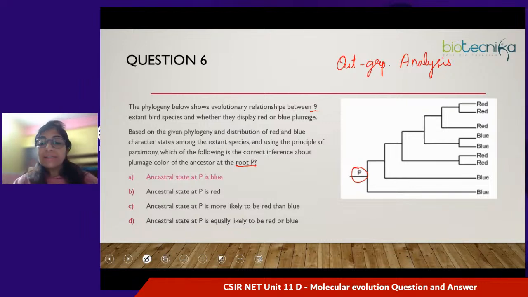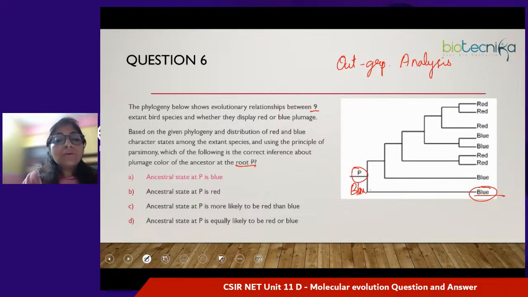Now, that is one method. I'll tell you there are two different methods to find out the character of the ancestor. So, which one is the outgroup? The group which diverges first. So, this is the outgroup. Now, since the outgroup has the blue plumage, the chances are very high that the ancestor also has the blue plumage.